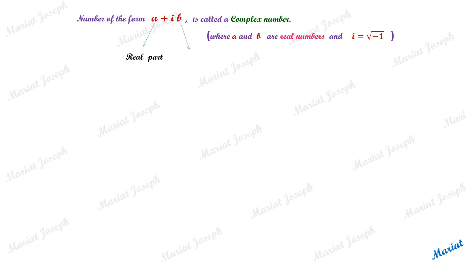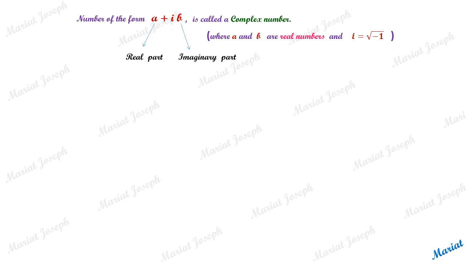Now, a number in the form a plus ib is called a complex number, where a and b are real numbers and i is square root of minus 1. This is the definition of a complex number. Real part and imaginary part. The coefficient where i is present, that will be the imaginary part, and the term without the imaginary term is called the real part.